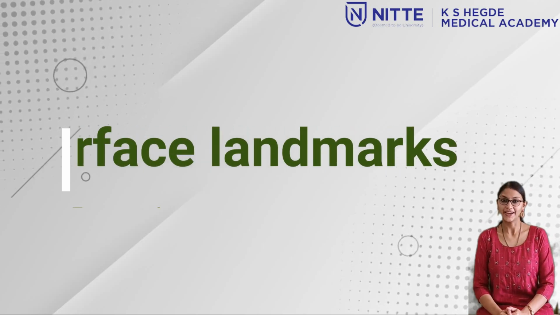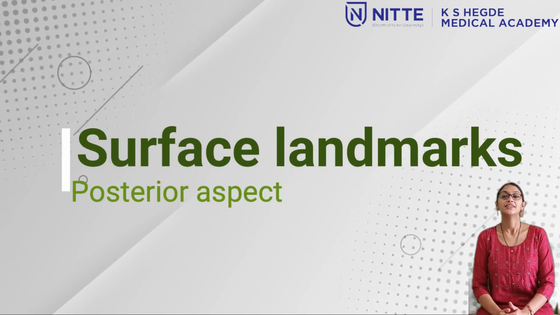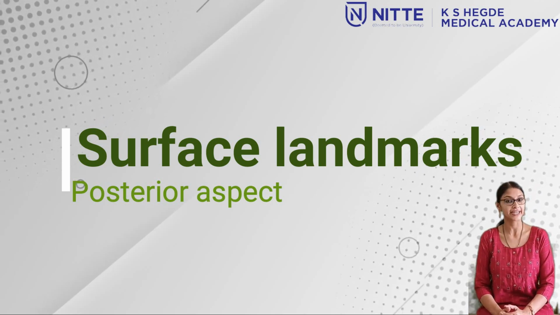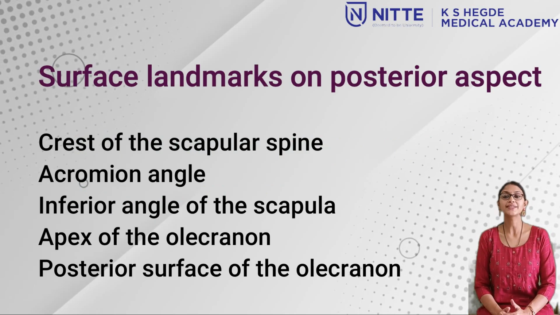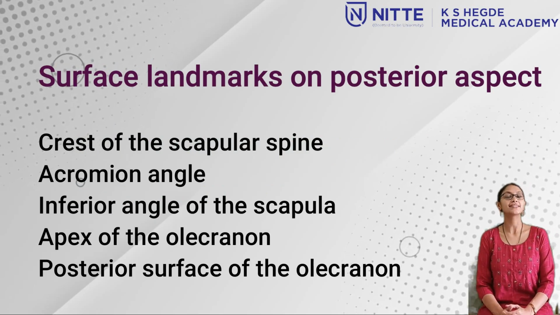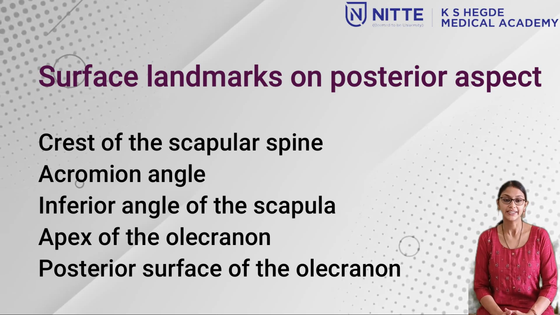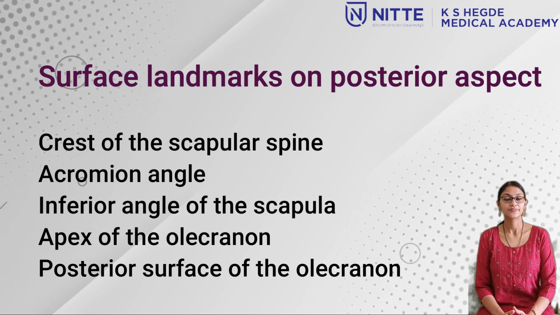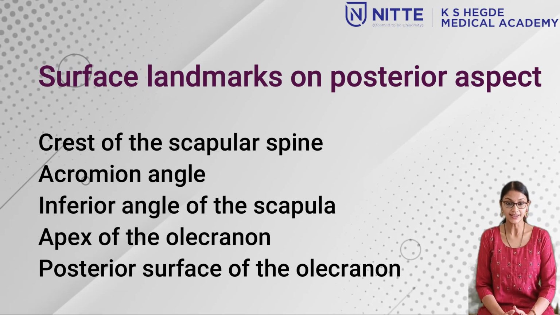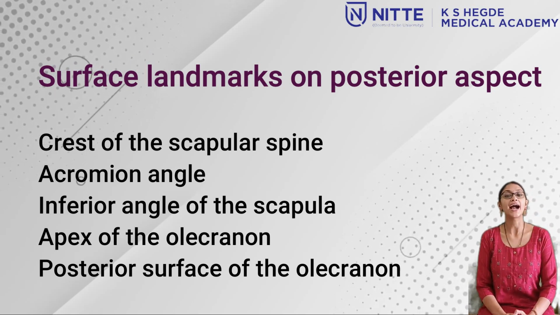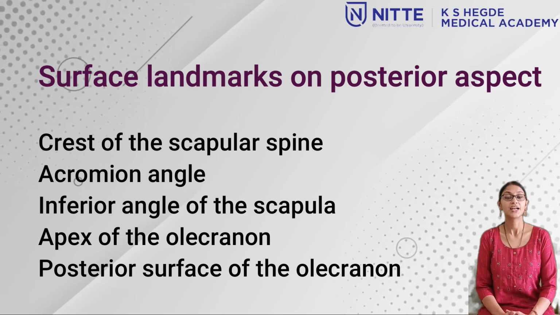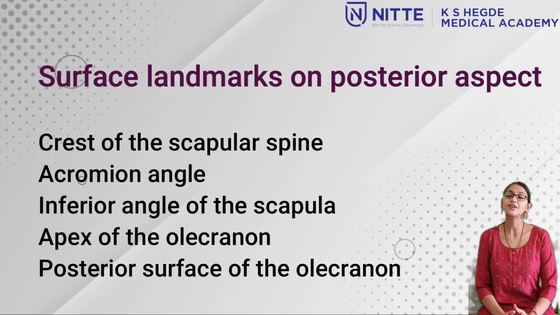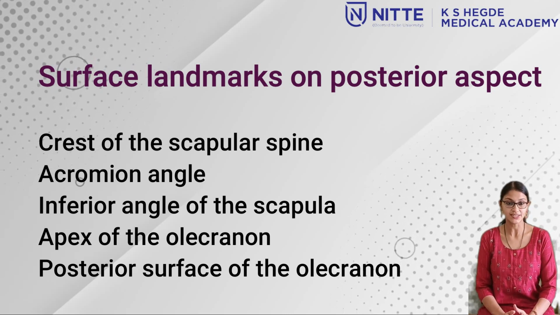Students should be able to identify and demonstrate the important bony landmarks of the posterior aspect of the upper limb at the end of the session. The surface landmarks from the posterior aspect of the superior extremity include the crest of the scapular spine, acromion angle, inferior angle of the scapula, apex of the olecranon process, and posterior surface of the olecranon process.